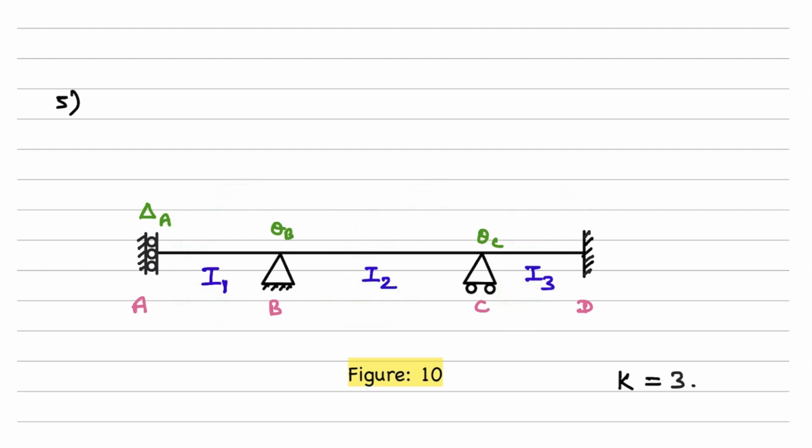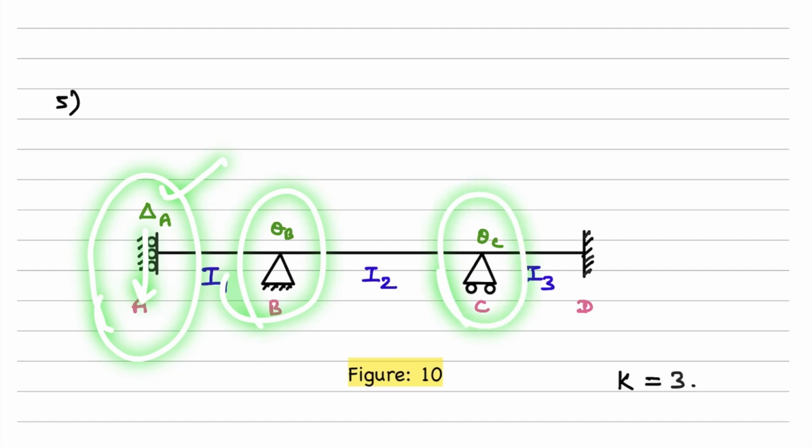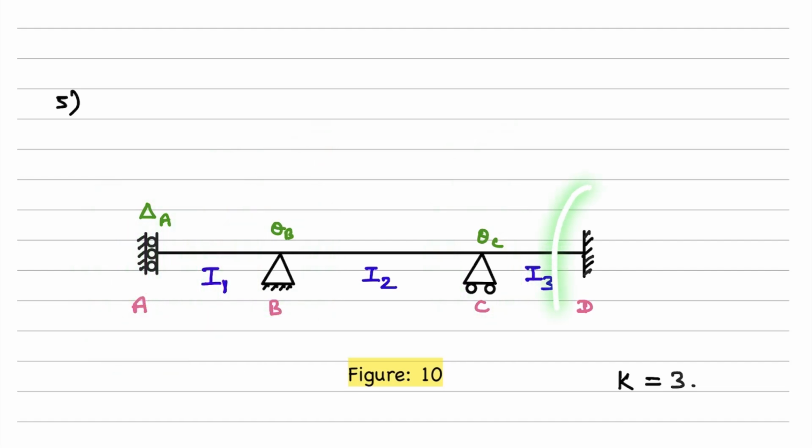Now we will go just joint by joint to find out the kinematic indeterminacy. This is a roller support at A, so only the transverse displacement delta A is possible. At these two locations, only these two rotations, theta B and theta C respectively, are possible, and hence we can directly say the kinematic indeterminacy is 3 here. This is a fixed support anyway, right?